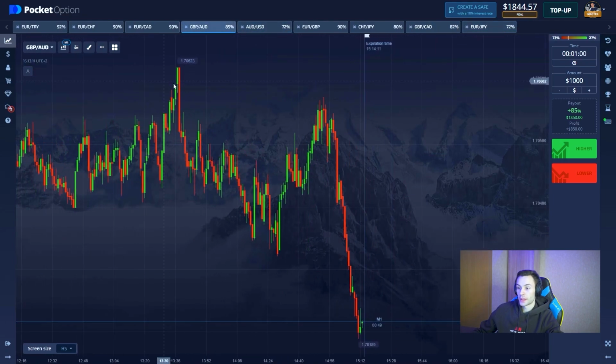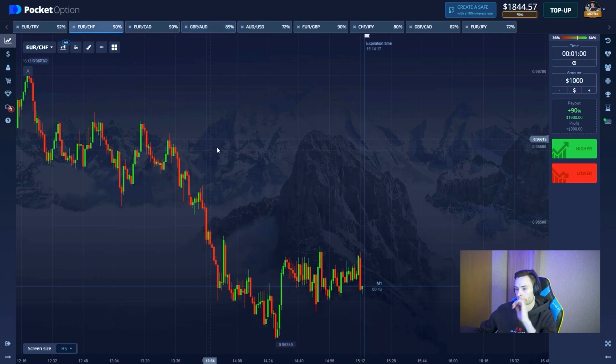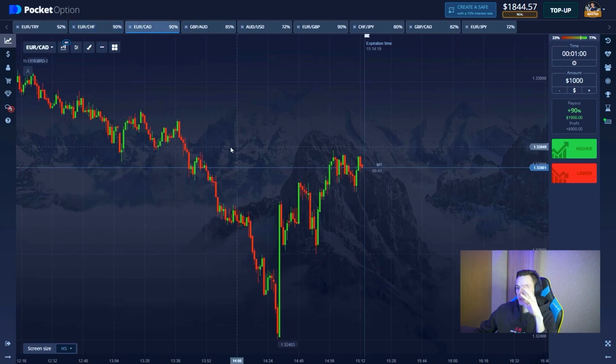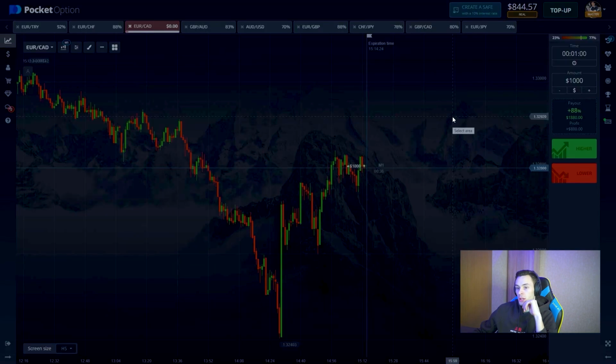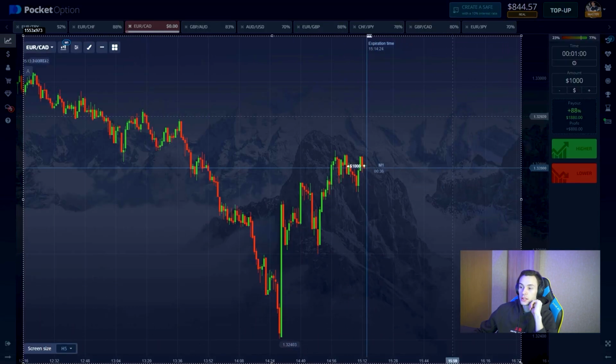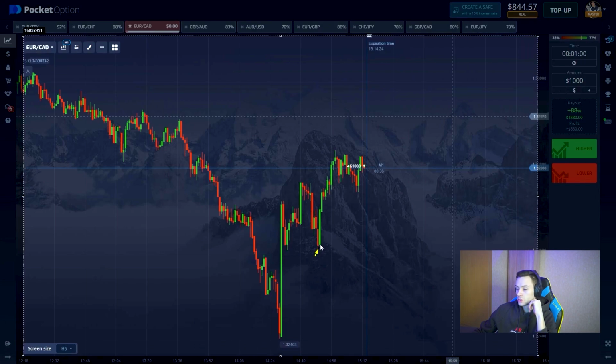So the pullback takes place. Let's consider other options. Probably here we'd better open a long position following the trend direction. The local lows have been updated here at these points, and then we see that the resistance zone played out here, and we see a teeny correction, but the trend is upward, and at this point the correction should be over and the price will continue going up.